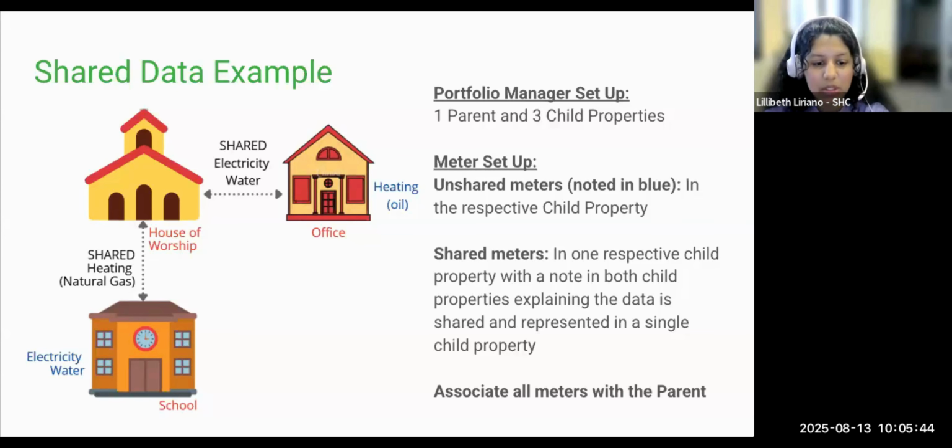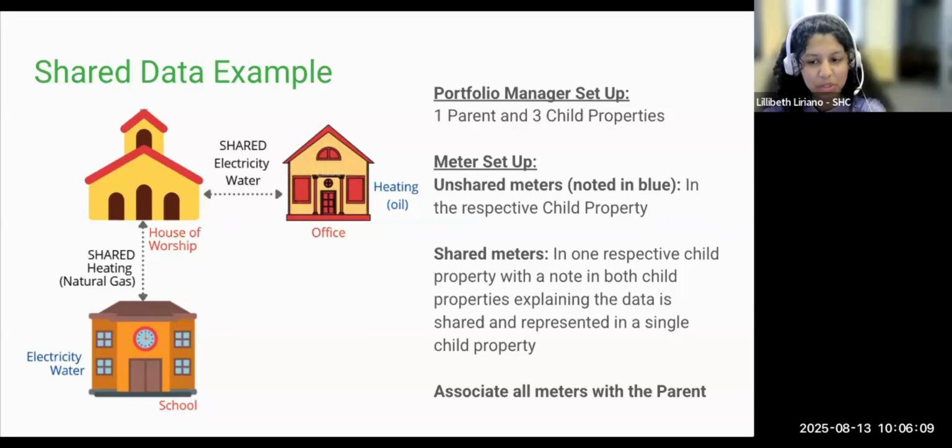So if the heating system is located at the school, you can report the usage for both the house of worship and the school in the school's property profile. So this shared meter will be listed under the school, but it represents the shared usage for both buildings. And it's always really helpful to include notes in the property notes for the child properties explaining these meter configurations.